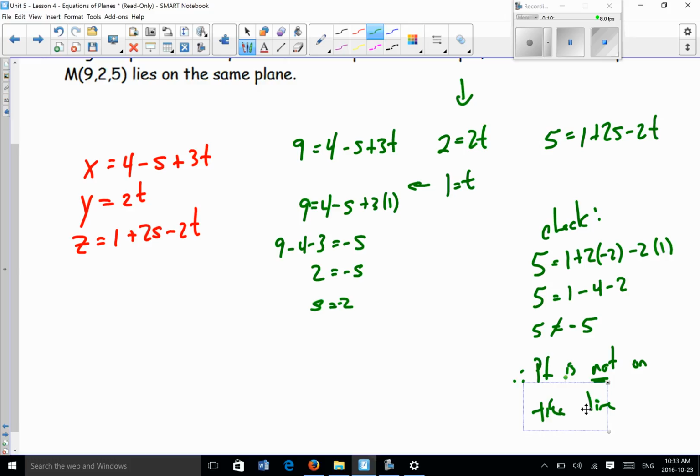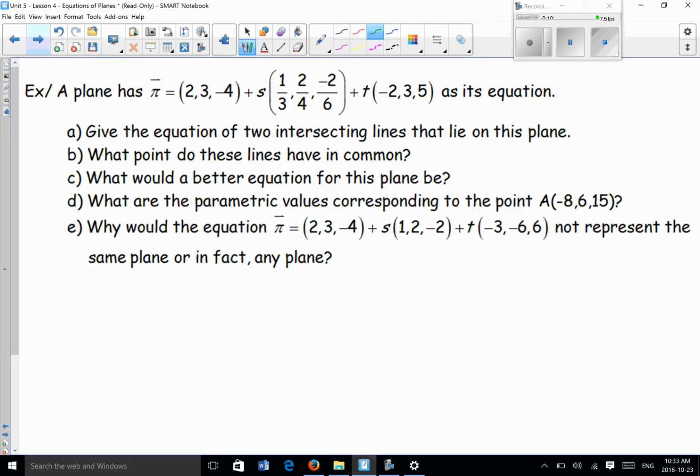Okay, let's take a look at the next thing. A little problem solving, a little thinking here. So, the plane has this equation, a point and two directions, as its definition. Can we give the equation of two intersecting lines that lie on this plane? Well, what does that mean? Thinking about my plane, I've got one line that goes this way, and another line that goes this way maybe, and they're going to intersect at a point. Well, what do I need to know for those lines? They each have a point on them, probably this one, and they each have directions. I can figure that out by looking at this.